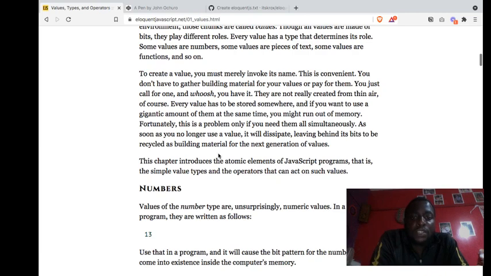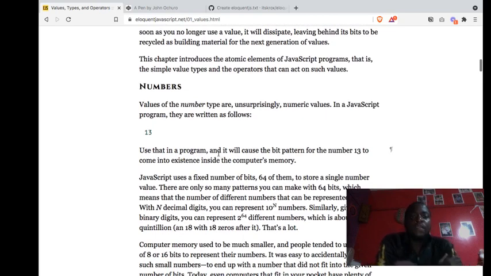This chapter introduces the atomic elements of JavaScript programs, that is, the simple value types and the operators that can act on such values. Numbers. Values of the number type are, unsurprisingly, numeric values. In a JavaScript program, they are written as follows: 13. Use that in a program and it will cause the bit pattern for the number 13 to come into existence inside the computer's memory.